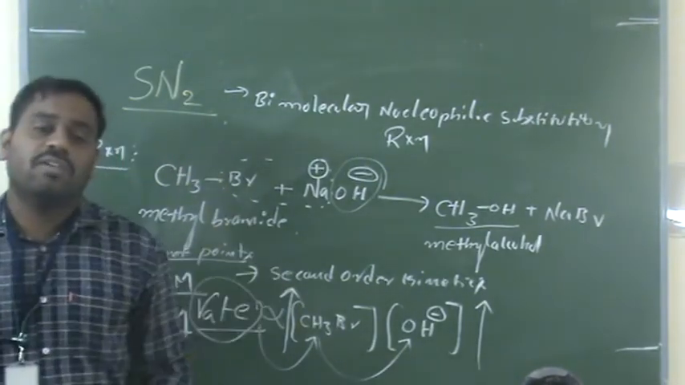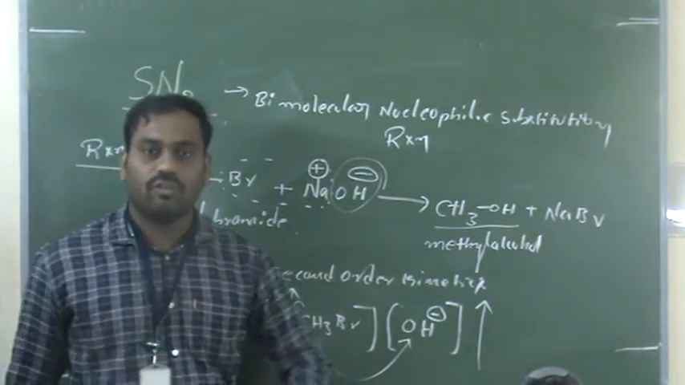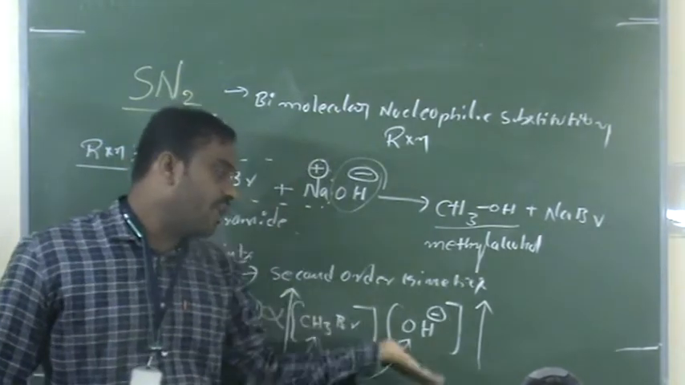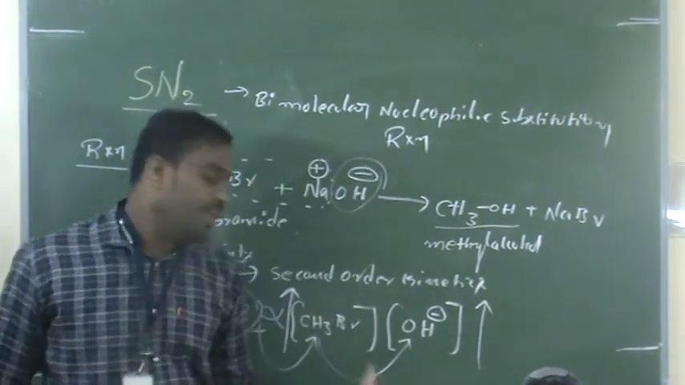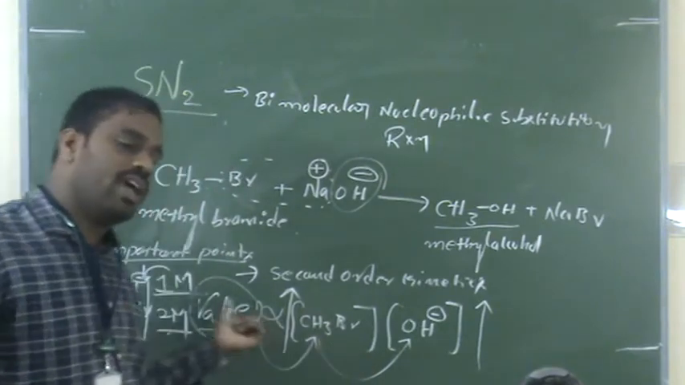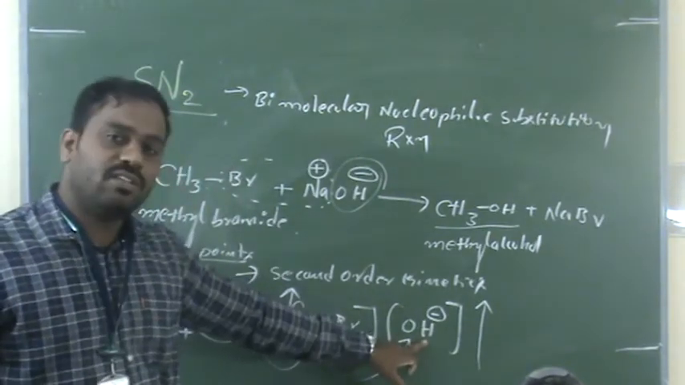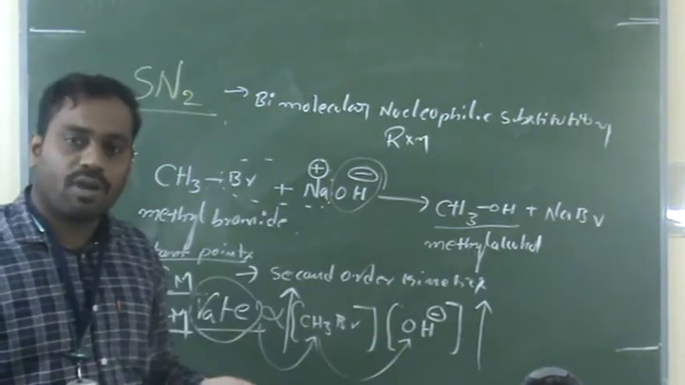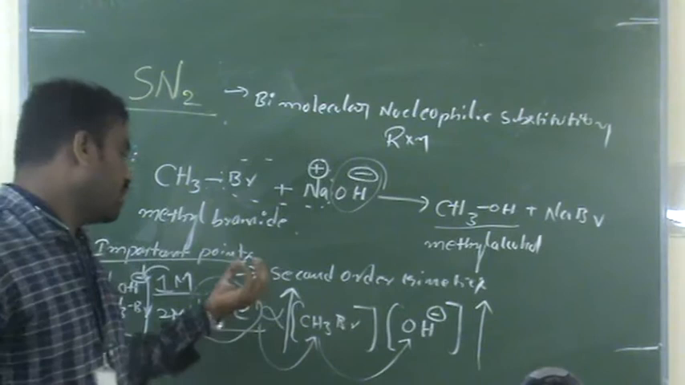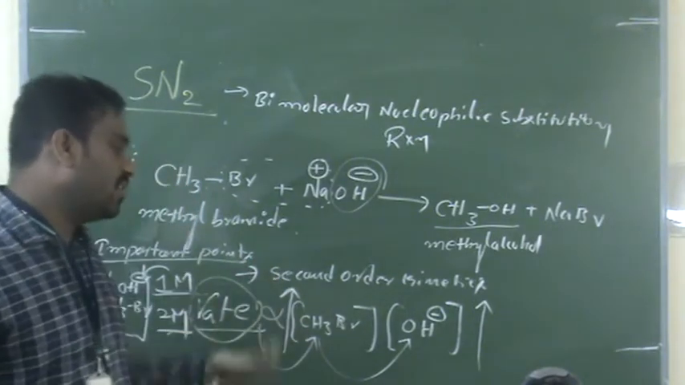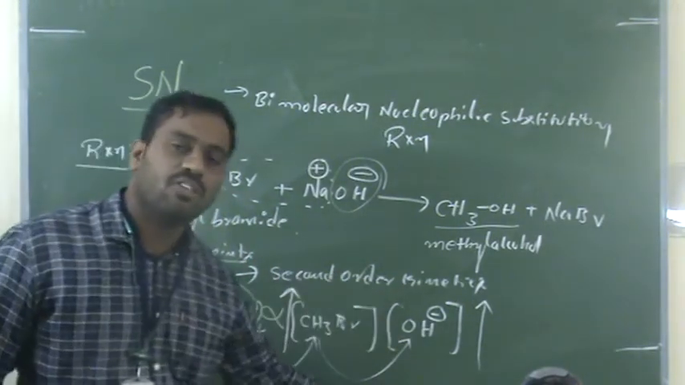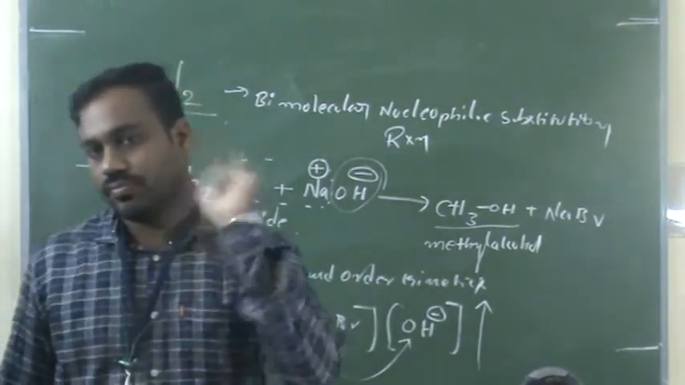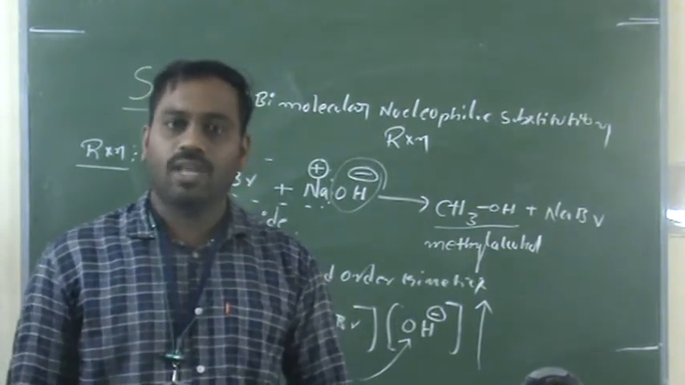Now I increase the concentration of methyl bromide, so I double the concentration of methyl bromide and also double the concentration of OH minus. When only this one is doubled, the rate of the reaction is doubled. When this concentration is also doubled, the rate of the reaction becomes quadruple. Are you following? The concentration of CH3Br is increased by 2 times, the concentration of OH minus is increased by 2 times, then the total rate is increased by 4 times. Okay, that is the meaning of that.